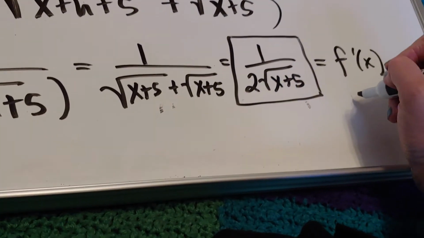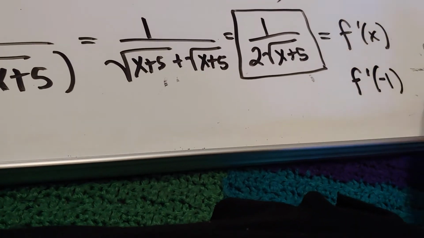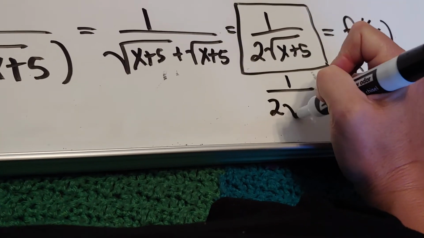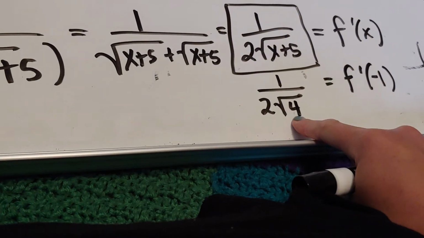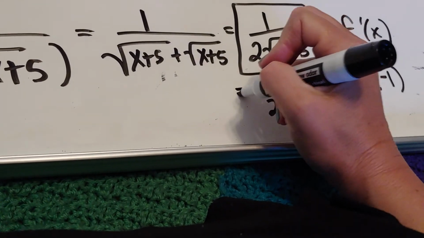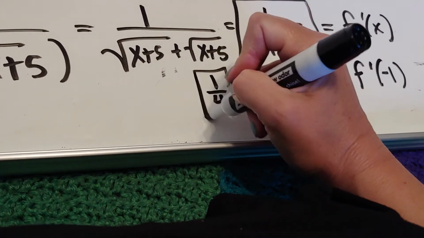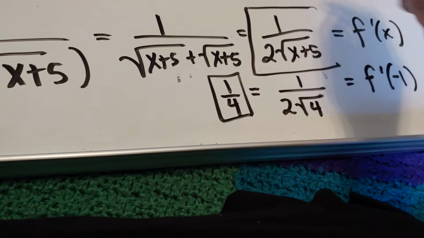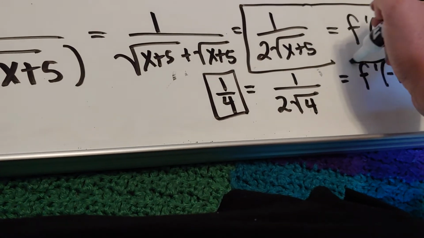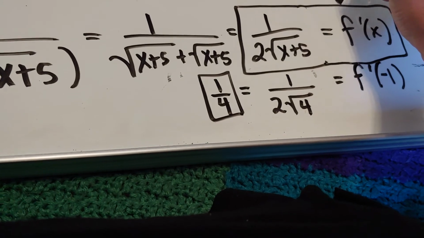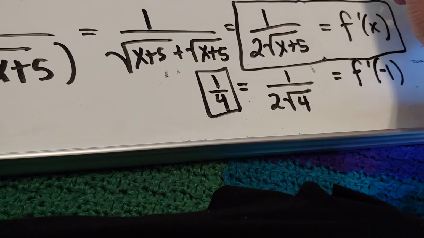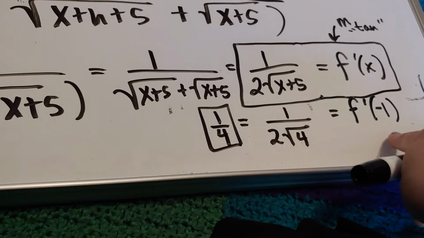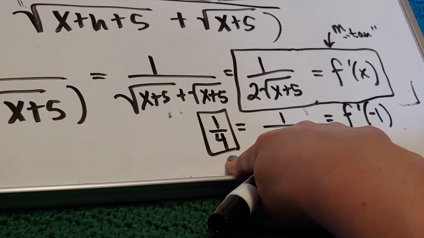So what happens when I plug in that spot that they were asking me about, which was negative 1? All right, let's see what I get. I'm going to get the square root of 4, which is 2. 2 times 2 is 4. So it turns out that the slope is going to be 1/4. Okay, so this is my answer in general, that this is the slope of the function, or the slope of the tangent line. And this is at the specific point that they asked me about.